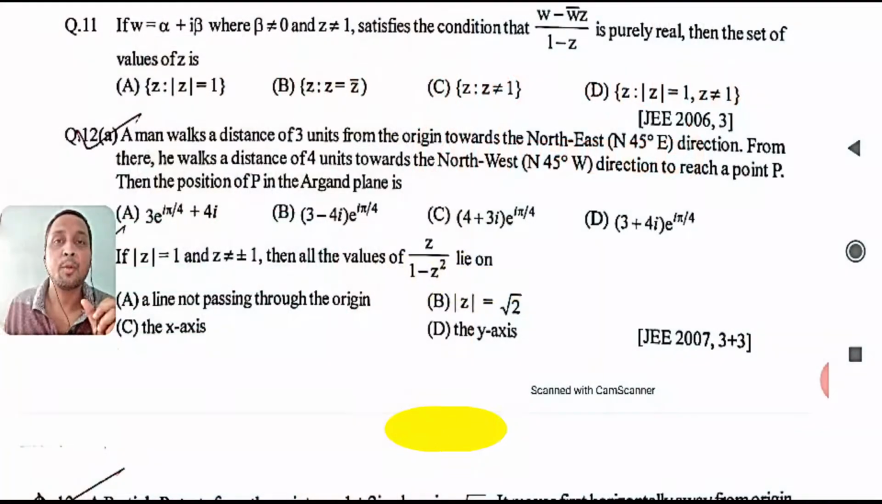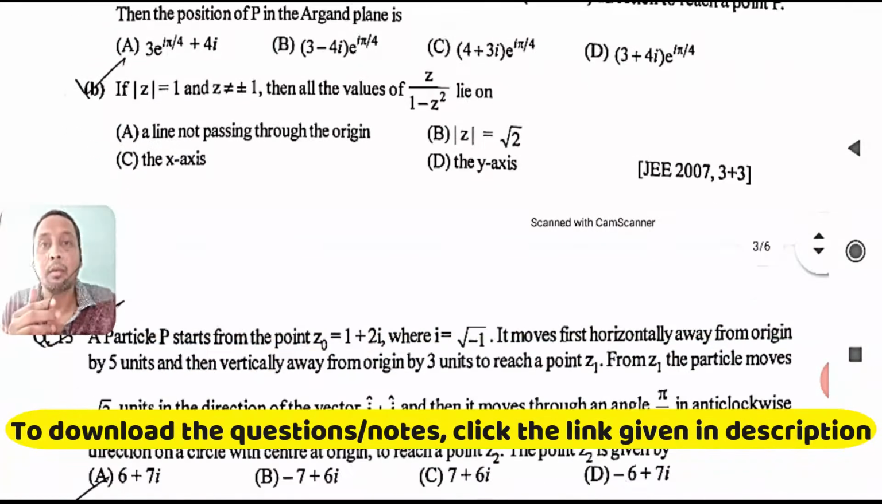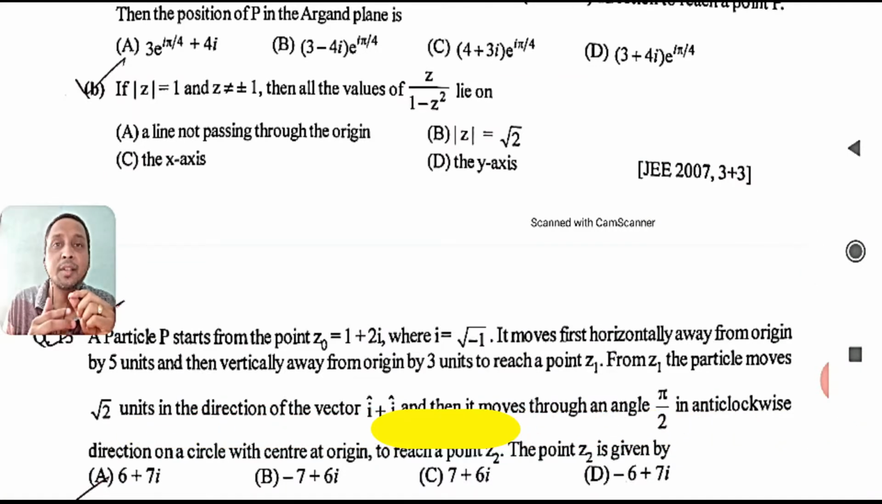Okay students, welcome you all to this new lecture in advanced level where we are solving previous year IIT JEE questions on complex numbers. So today we will be solving question number 11, 12A, 12B and then 13A. Okay, then let's try to solve this question.